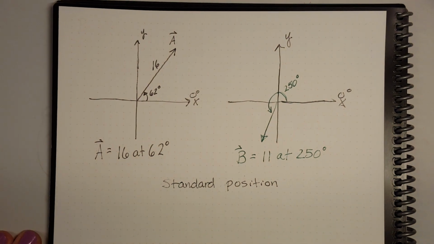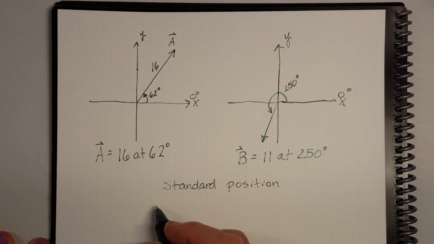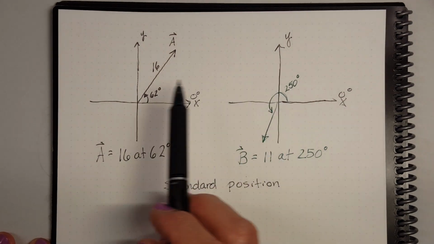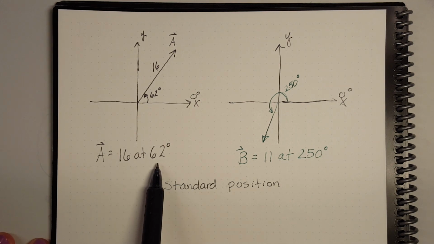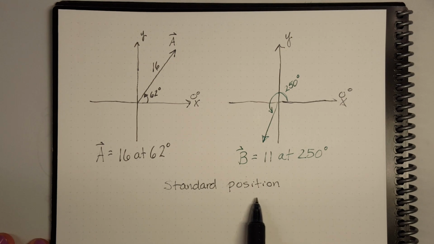In this video, we're going to review how to resolve a vector into its components. And so we know that we have two vectors here drawn. We have vector A, and vector A has a magnitude of 16 and a direction of 62 degrees. Now, vector A is drawn in standard position.